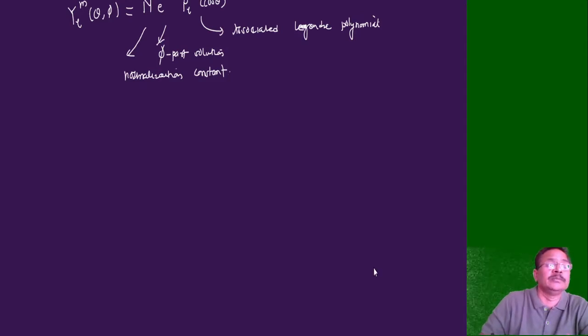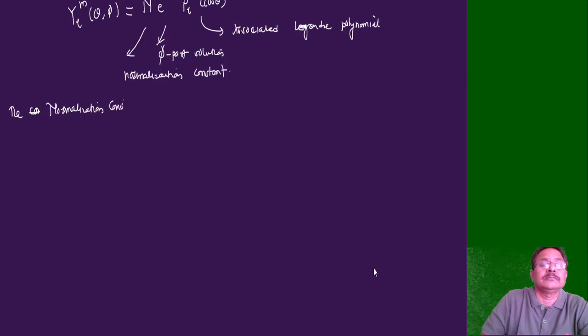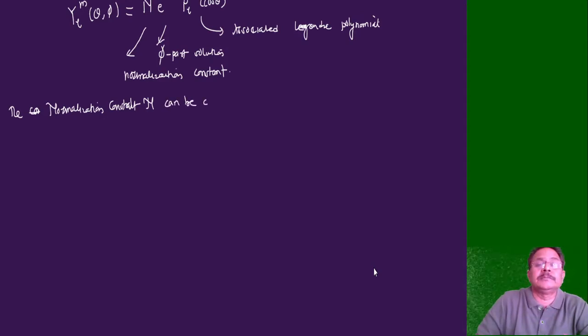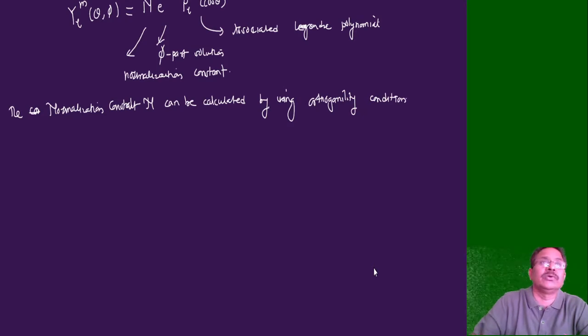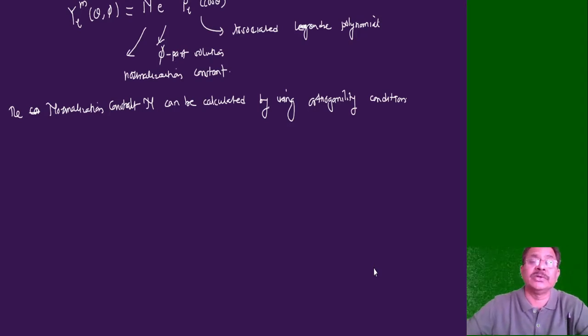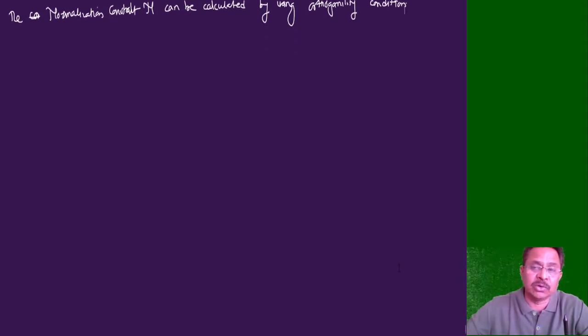The normalization constant N, capital N, can be calculated by using the orthogonality condition. So we are going to see the orthogonality condition of the associated Legendre polynomial too. Same condition we are using here. Actually we have not learned those things, but we are going to learn them in a further lecture.